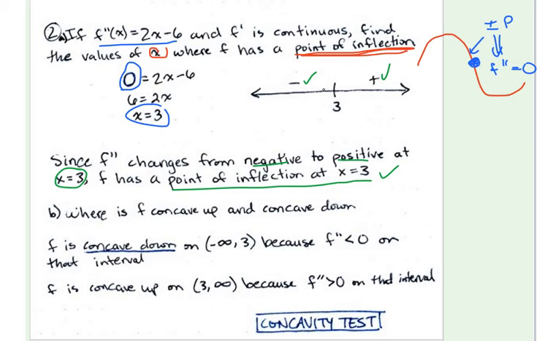So obviously we're just going to use our sign chart up here to help answer that question. Since f double prime is negative from what seems to be negative infinity to 3, f is therefore concave down on that interval. And since we have positive values of f double prime from 3 to infinity, we can conclude that f is concave up on the interval from 3 to infinity. If this whole problem didn't make sense, make sure you go check out the concavity test.